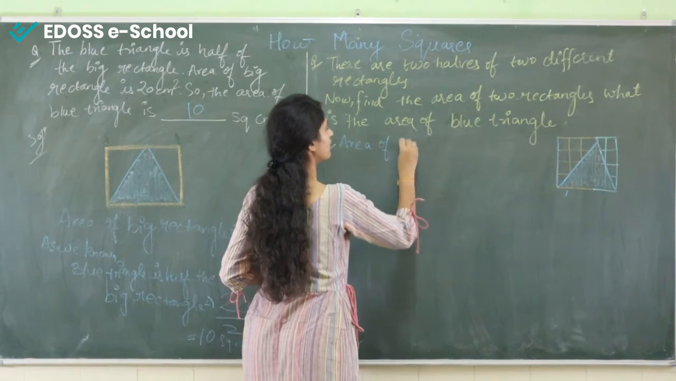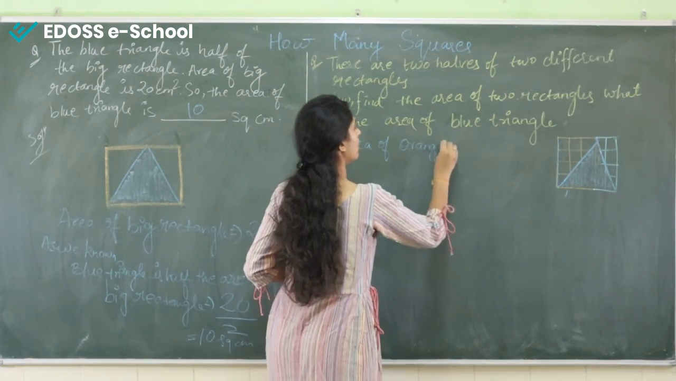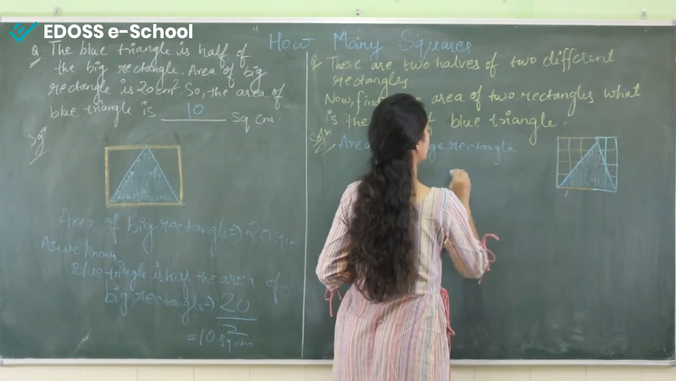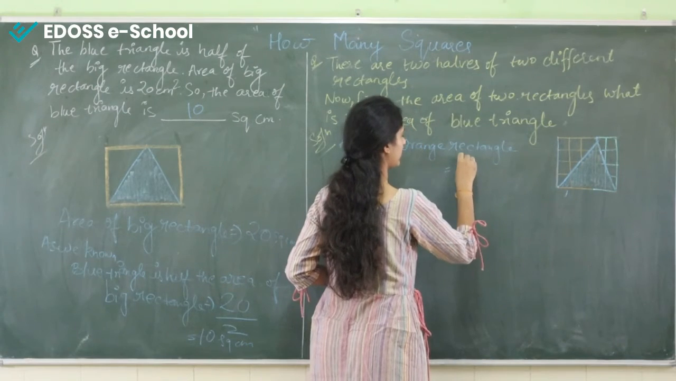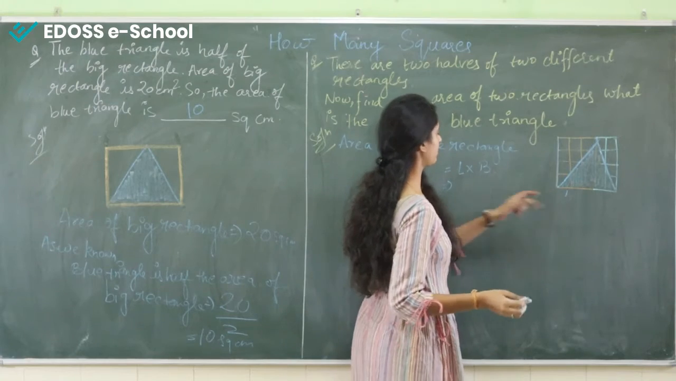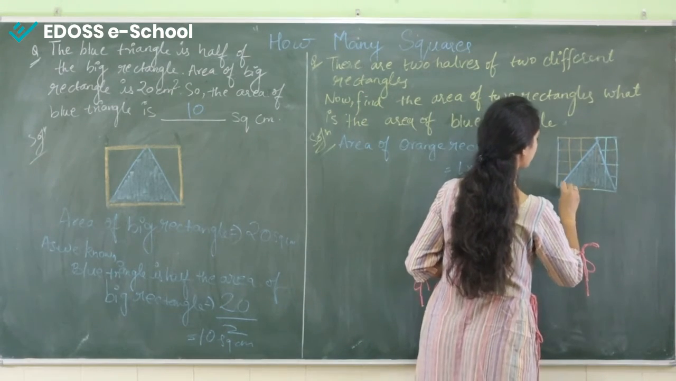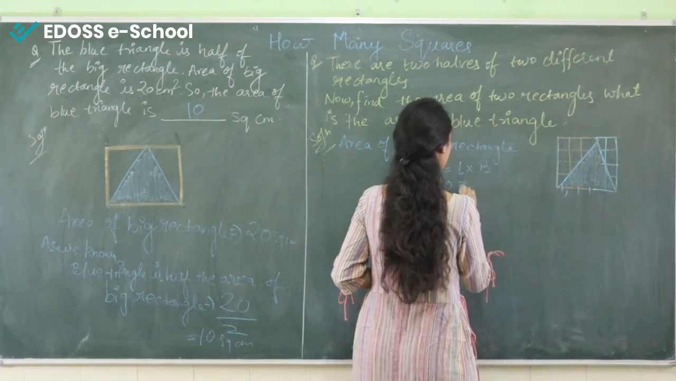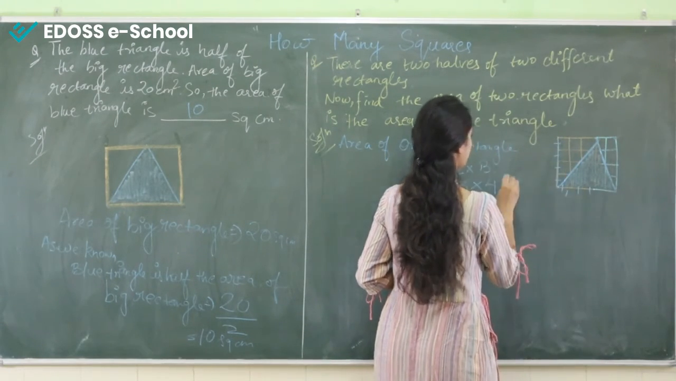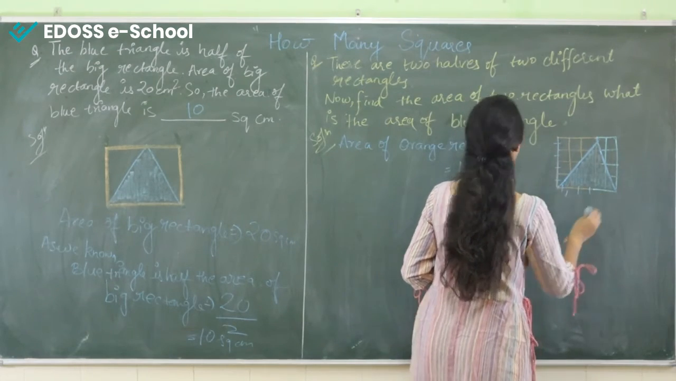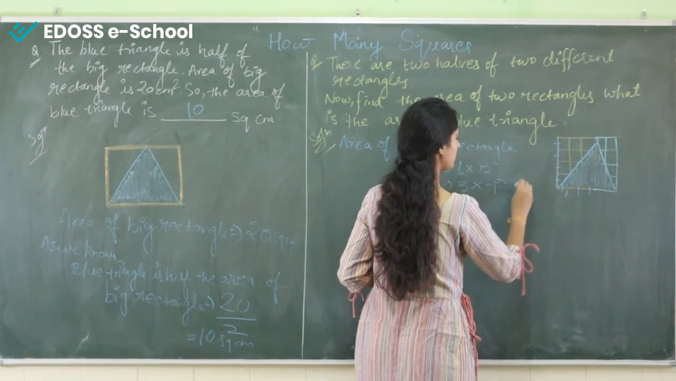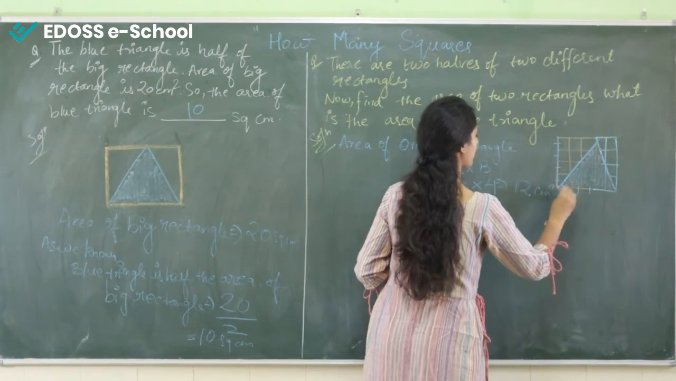Area of orange rectangle. What is the formula of area of rectangle? Length into breadth. So let's see what is the length. Length is 3 multiplied by breadth is 1, 2, 3, 4. Breadth is 4. This is breadth and this is length. So what is the area of orange rectangle? 4 into 3 is 12 centimeter square.